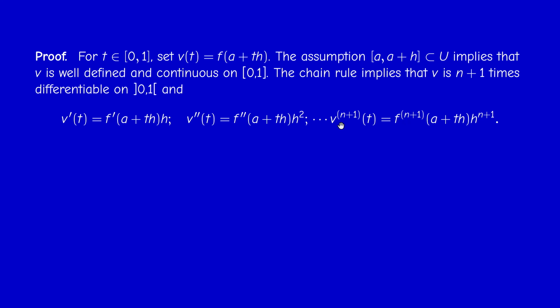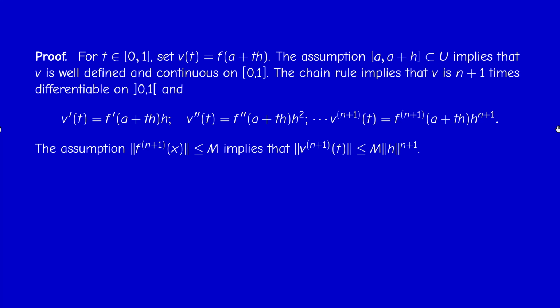Okay, and the n+1 derivative is f of order n+1 at a plus th evaluated at the vector h, n+1 times. And now our assumption that the n+1 order derivative is bounded on the straight line segment, actually you usually assume that f of order n+1 is bounded on u, but we don't need that full assumption. We just need to know that the n+1 order derivative of f is bounded on the straight line segment joining a to a plus h.